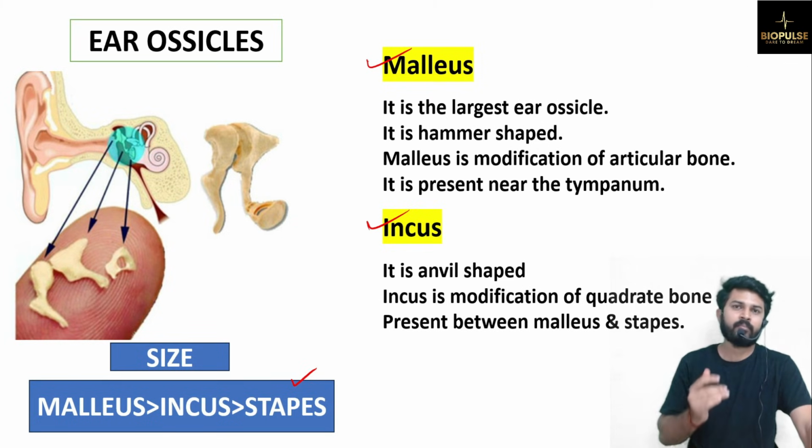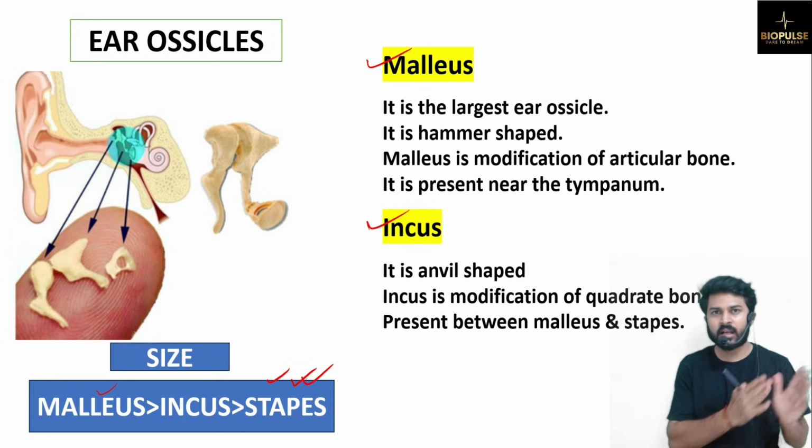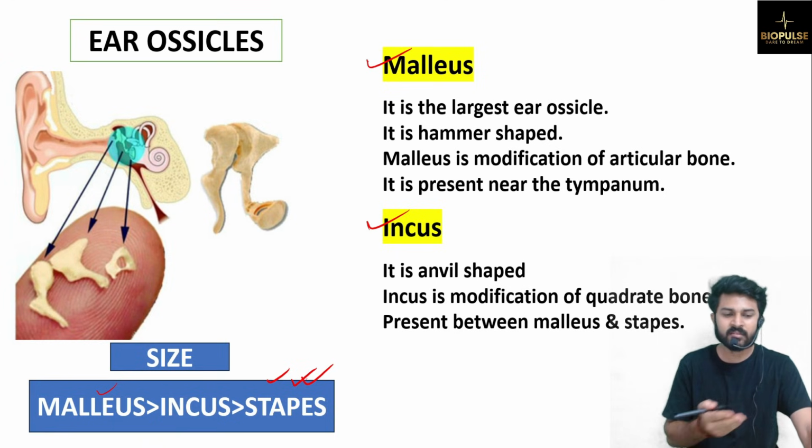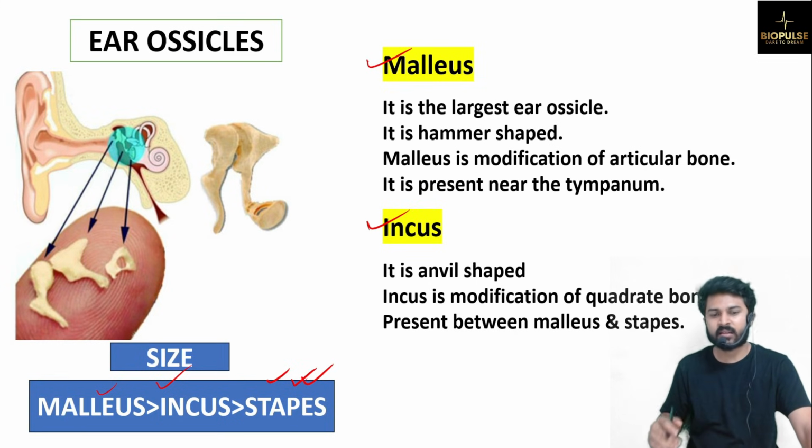Here I will tell you what kind of questions they can ask. First type of question: which is the largest ear ossicle? Then you have to tell malleus. Which is the smallest ear ossicle? You have to tell stapes. Which is the smallest bone of the body? Then also you have to tell stapes. So if they ask you to arrange in order from the largest to the smallest, this will be the sequence. Now let's see the individual bones: malleus, incus and stapes.